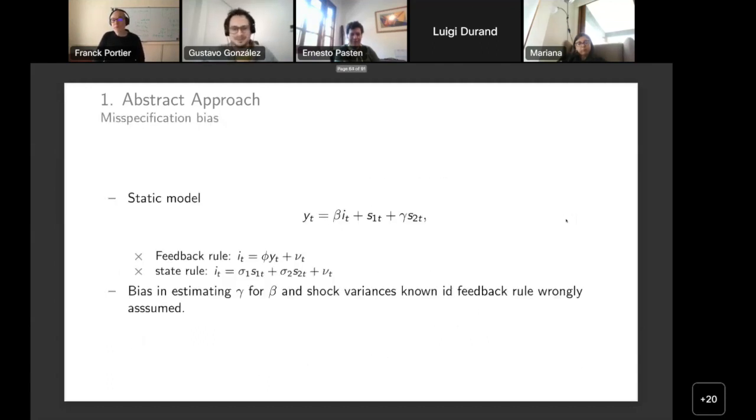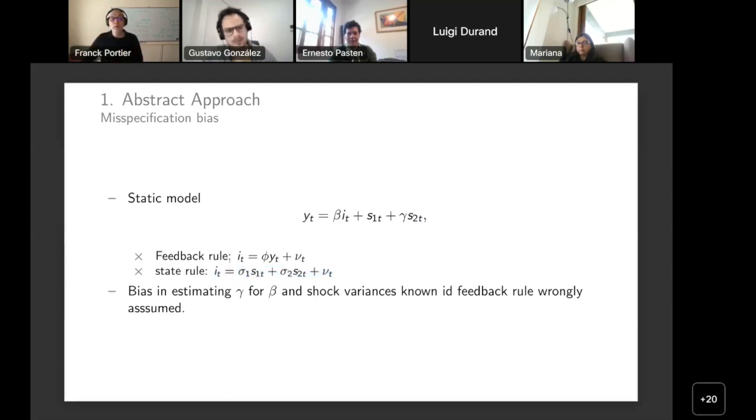Okay, so now the misspecification bias. Let me say that in one slide because it's obvious. Let me make the model super simple. I'm not going to do the algebra. Let me assume this is the true model: output depends on two shocks and my instrument. Now a state rule in this world would map this dimension 2 linear space with the two shocks into the instrument.